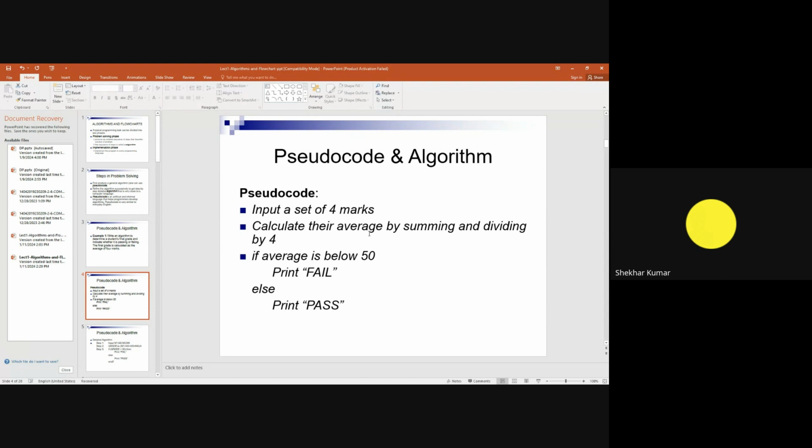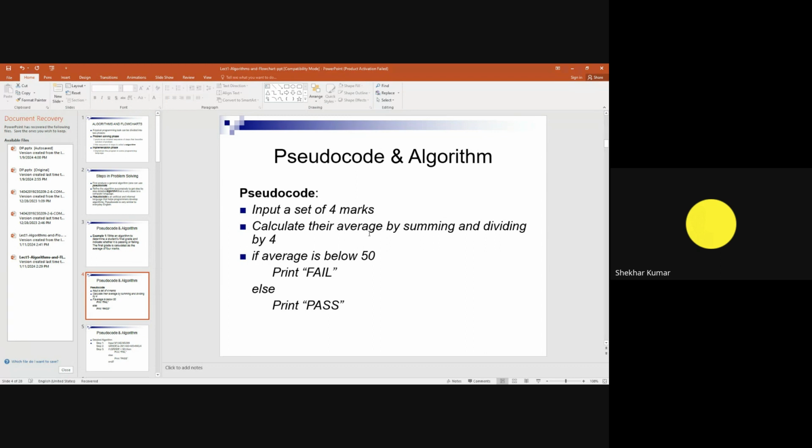At first, he will sum all the marks, and after that, it will be divided by 4 in the second step. Then he will check if the average is below 50, then it prints that the student has failed. If it is greater than 50, then it is a pass. It is the pseudocode for the problem.